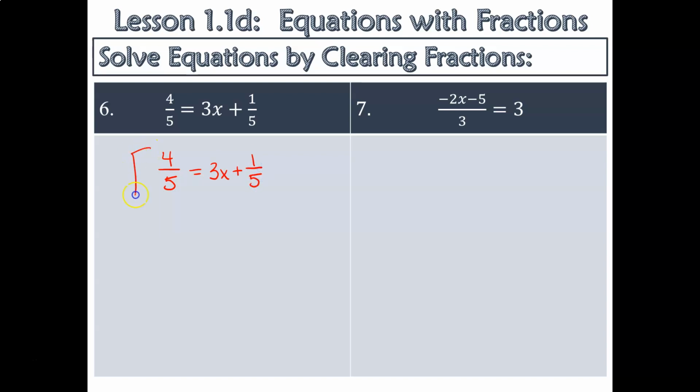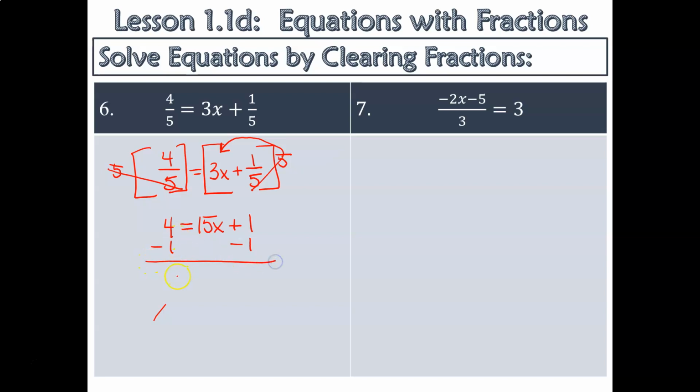We're just going to multiply everything by the denominator that we have. So that's canceled. This is canceled, but don't forget to multiply the 5 by the number, not a fraction. So I have 4 equals 5 times 3x, which is 15x, plus 1. I'm going to subtract that 1 from both sides. So I have 3 equals 15x.